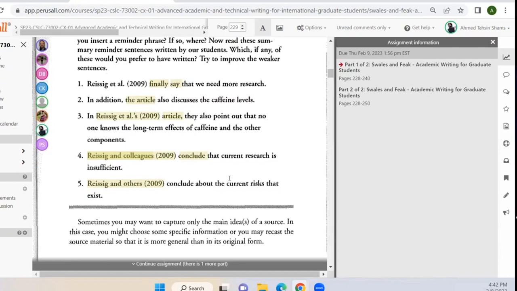In addition, the article also discusses the caffeine levels. Here, citation is needed. There is no citation here. Citation as in author's name, et al., publication year. And that sentence is very non-academic.